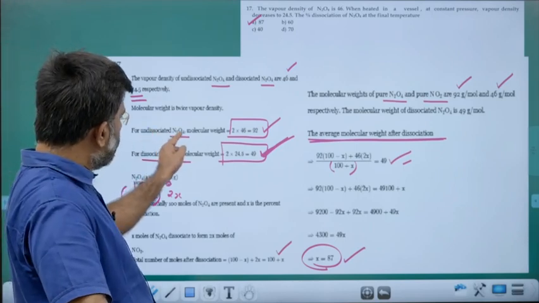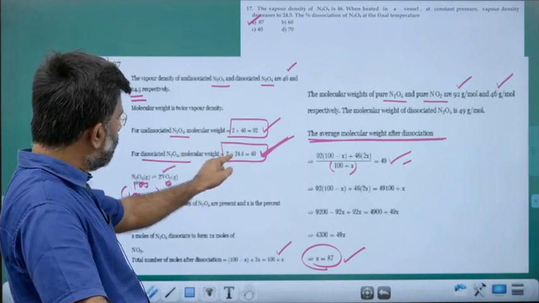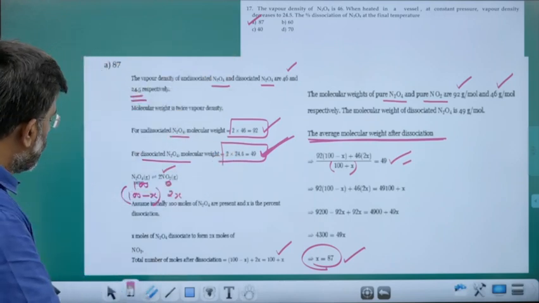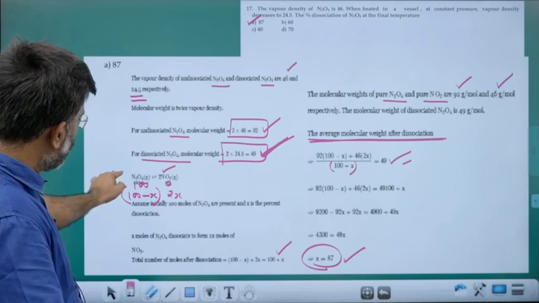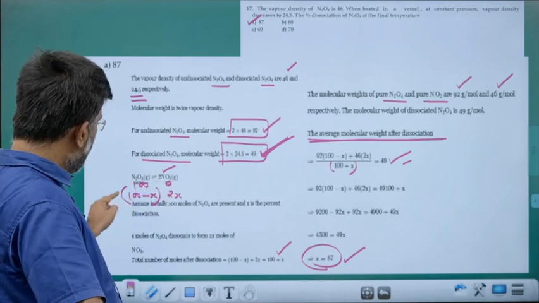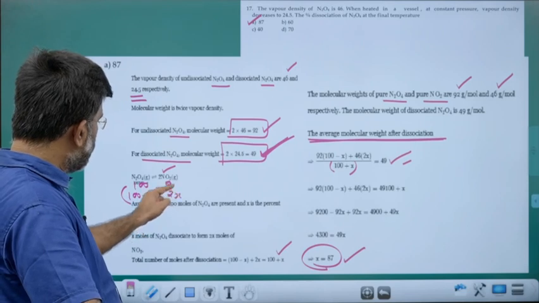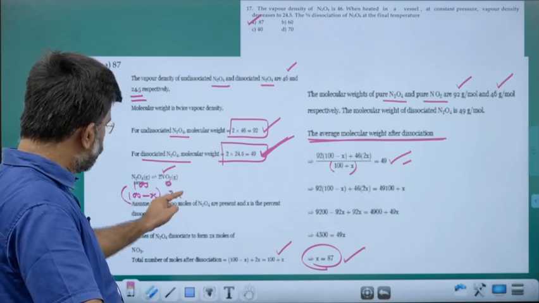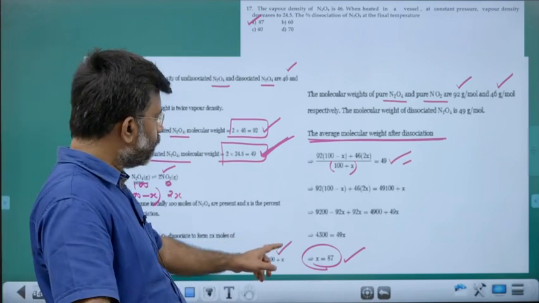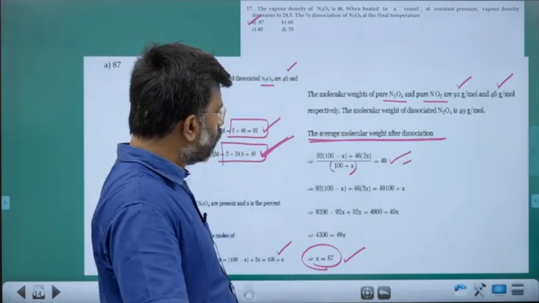This is undissociated N2O4, molar mass is 92. Dissociated N2O4, molar mass is 2 times the vapor density, 49. And it is dissociating as N2O4 giving 2 NO2. Suppose we start with 100, this is 0, at equilibrium 100 minus x, you get 2x, right? So the total number of moles will be 100 minus x plus 2x, it is 100 plus x. Now once you get this, you can have a relation between average molecular weight after dissociation.